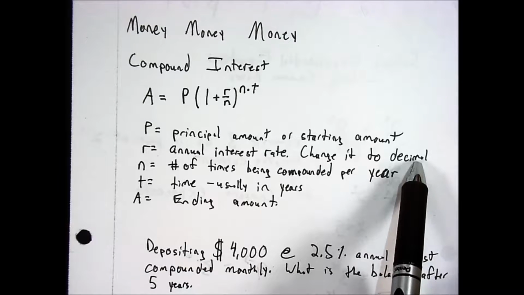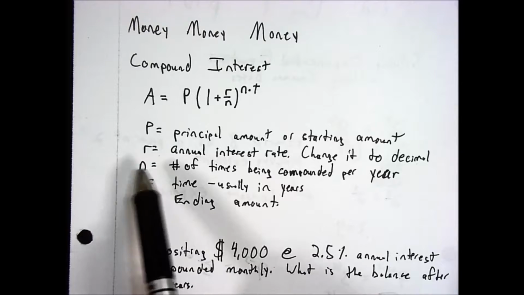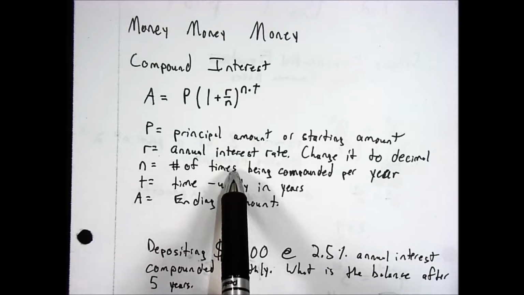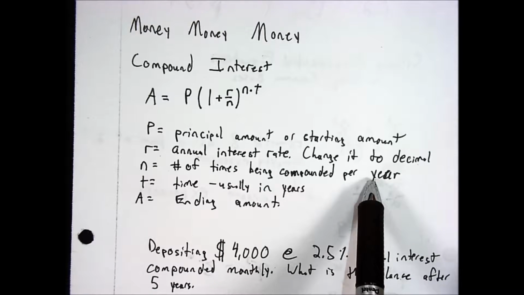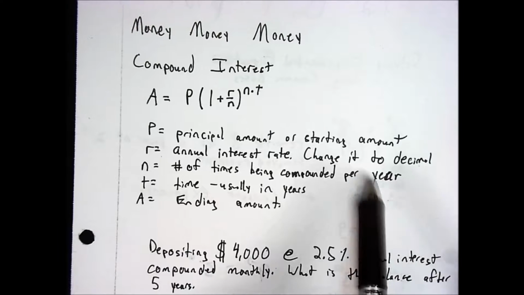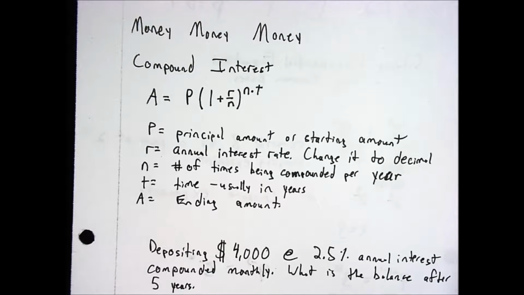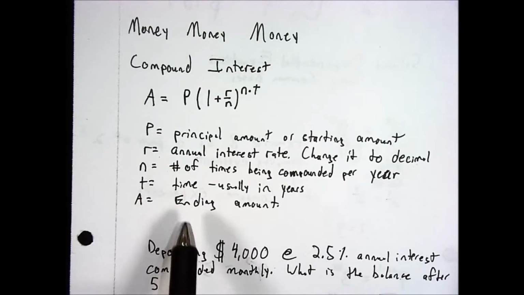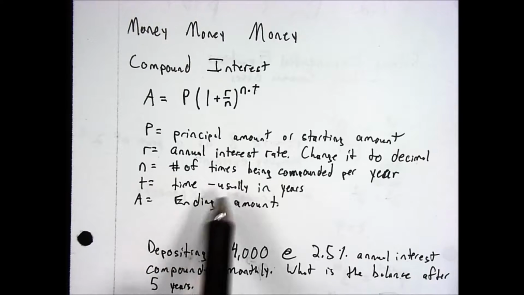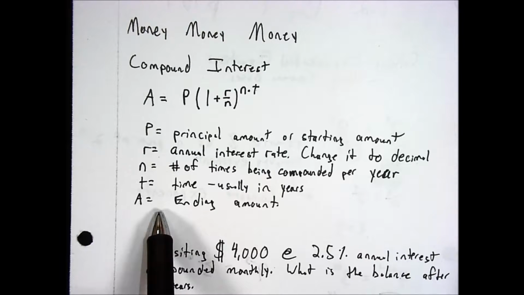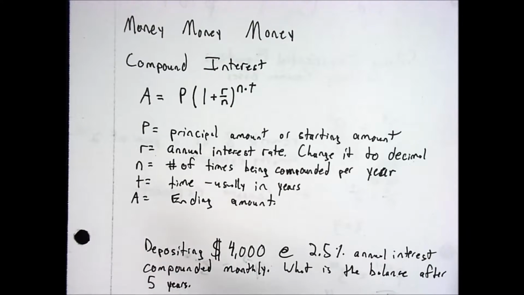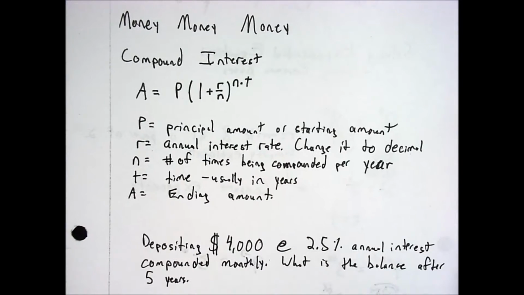You need to change it to a decimal. N is the number of times it's being compounded per year. Okay, monthly is 12, weekly 52, quarterly would be 4. Okay, T is time, usually in years, and A is your ending amount. So if you need more time to write that down, hit pause and write it down.